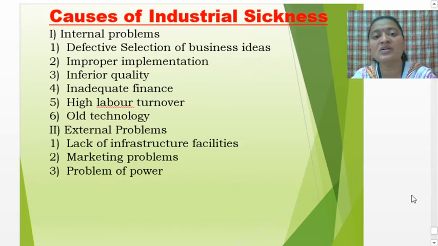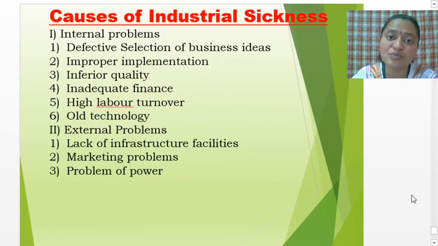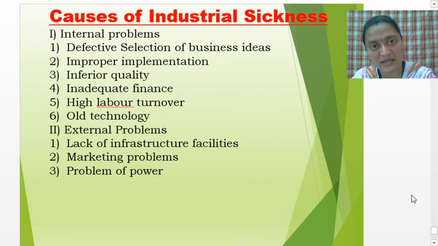There is no proper putting of the plan into action. Whatever plan has been set by the manager, if they put that plan into action and implement it, then the industry will be profitable. But if they fail to put that plan into action, it will cause a sick unit, and the industry will come into loss. That is improper implementation of the plan.